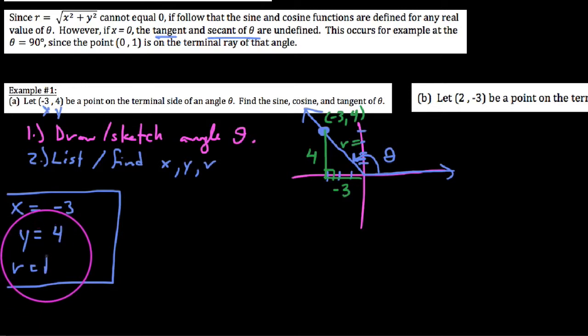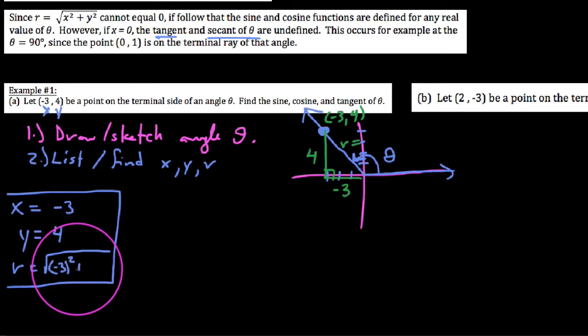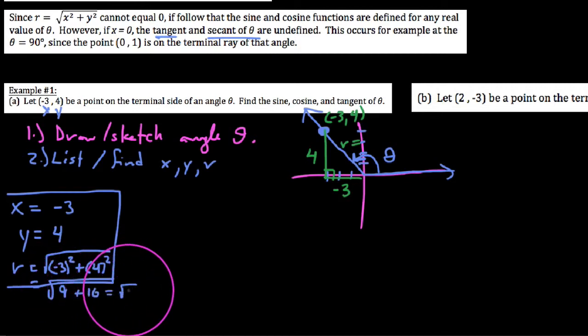And as far as the r value goes, you might as well just get used to writing this here. We get -3 squared plus 4 squared. And so this gives us the square root of, sorry to go outside the box here, the square root of 9 plus 16, which is the square root of 25, which gives us plus or minus 5.